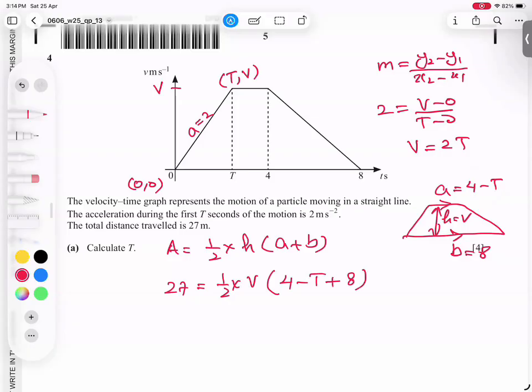Now students, how can we solve? There are two variables and this will help us. V value I'm going to replace here. First this 2 multiplied here, and I get 2 sevens of 14 and 54. And this V is replaced by 2t. So 2t, and here I got 12 minus t.